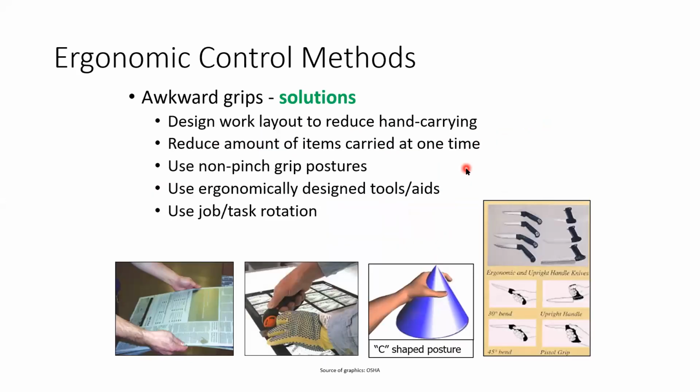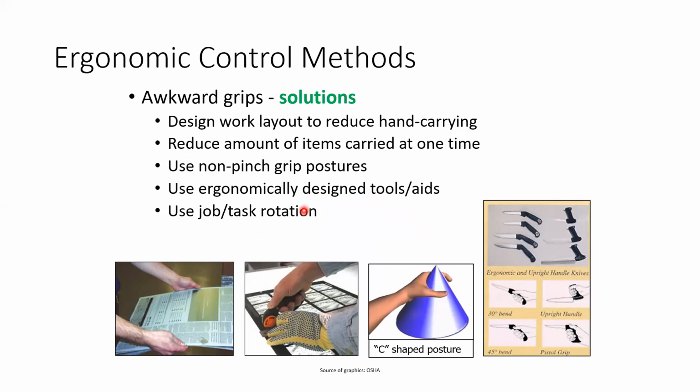Okay, what is the solution? You can design work layout to reduce hand carrying, reduce the amount of items carried at one time, use non-bench grip postures. You can use ergonomically designed tools or aids like this. Okay, you can make or use job or task rotation.